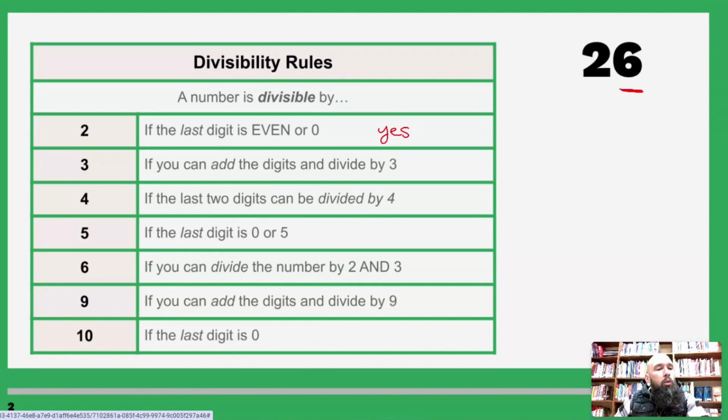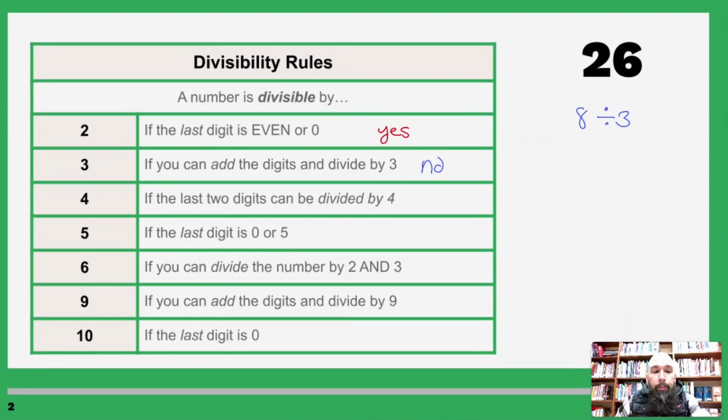Okay? So that's rule number 1. Rule number 2 that we're going to memorize is: is this divisible by 3? Well, it's divisible by 3 if you can add the digits, and when you add them, you can divide that number by 3. So 2 plus 6 is 8. 8 divided by 3, you can't do it. So is this number divisible by 3? The answer is a big fat no.